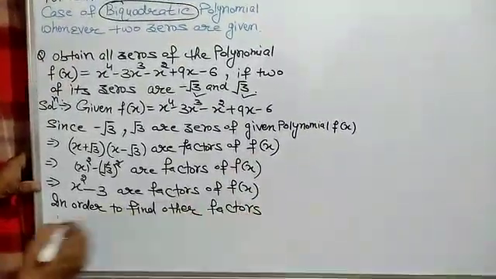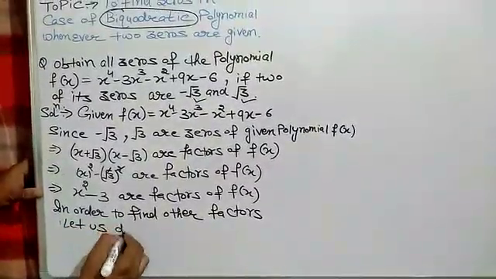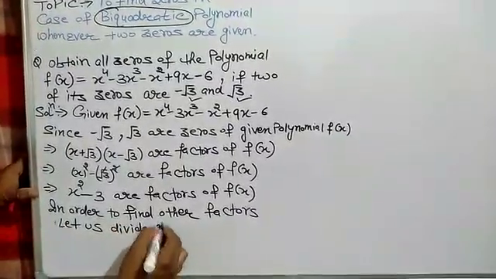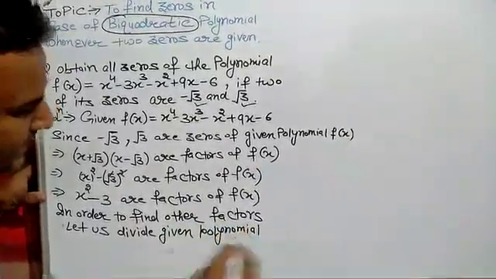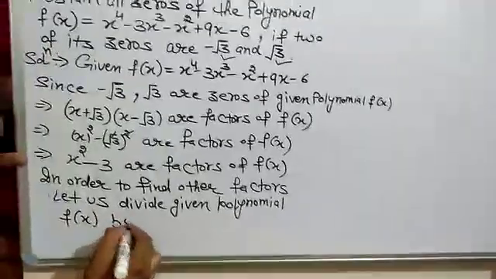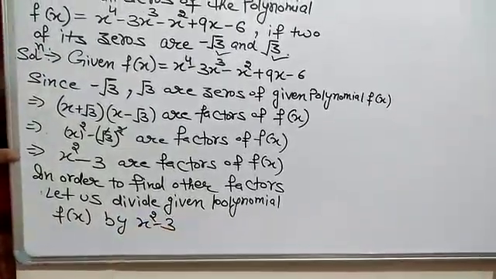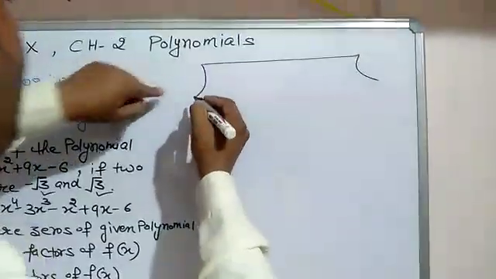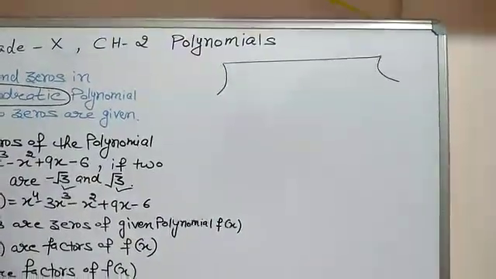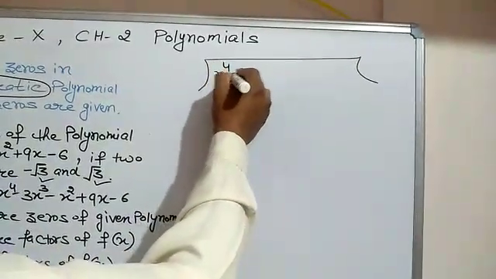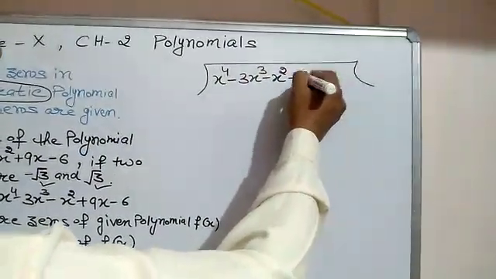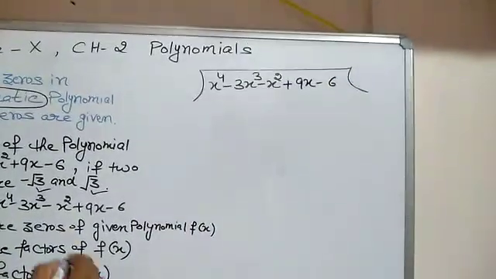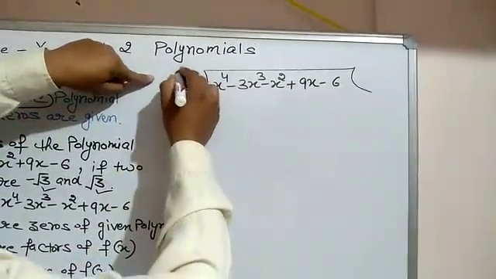In order to find the other factors, let us divide the given polynomial, that is f of x, by x square minus 3. So see, how can we divide? Very first we have to write our polynomial. Be careful whenever you write your polynomial. So this is x to the power 4 minus 3x cube minus x square plus 9x minus 6, and the divisor is x square minus 3.